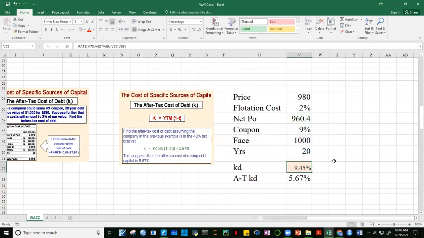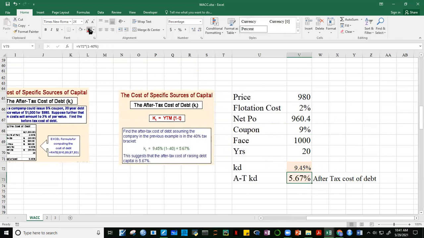9.45. However, guys, pag debt, laging after tax. No? So 5.67 here means after tax. Sulat ko na lang dito. After tax cost of debt. There. So, pag kinumpute natin yung WACC, ito yung gagamitin natin.